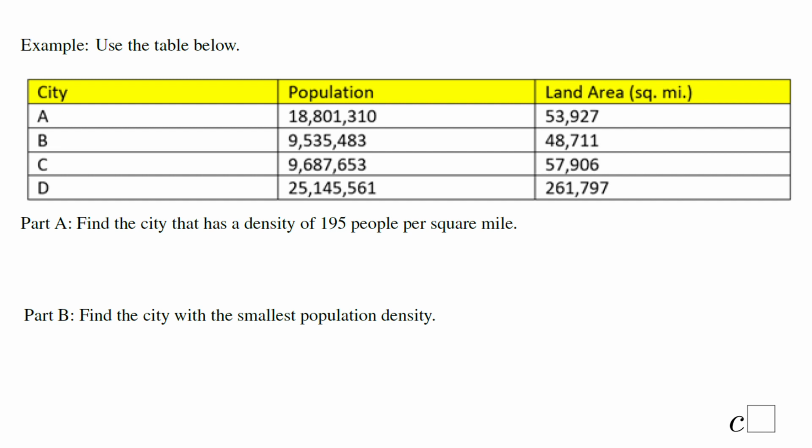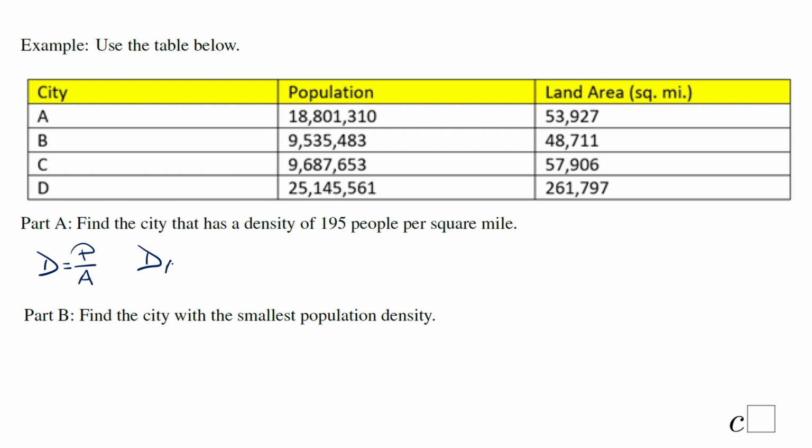And my last problem in this lesson is about this type of problem. You see here, we have a table, we have some cities, I call them A, B, C, and D, and we have the population of each city and the land area for each city. On part A, we need to find the city that has a density of 195 people per square mile. So what is the density in this case? Density is gonna be P over A, and we're gonna have to calculate it.